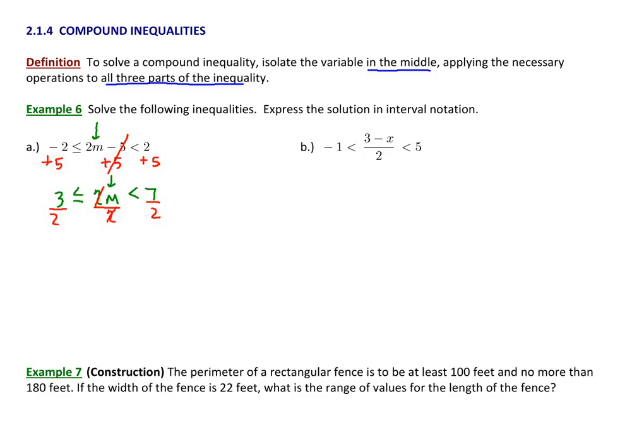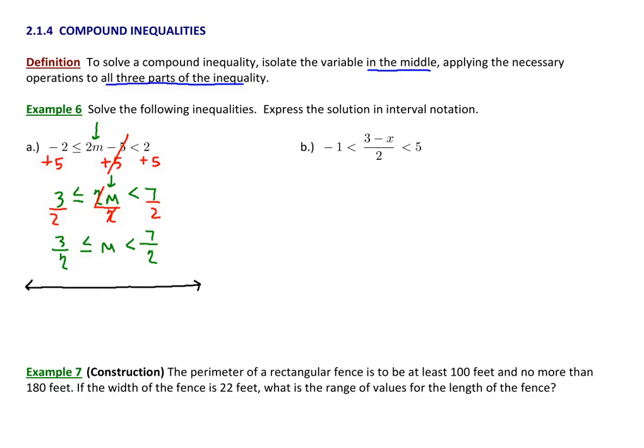So we end up with the compound inequality, 3 over 2 is less than or equal to m is less than 7 over 2. Now remember, it's fine to keep your fractions in improper form as long as they are reduced. That's the solution to the inequality, but I want to convert that to interval notation.